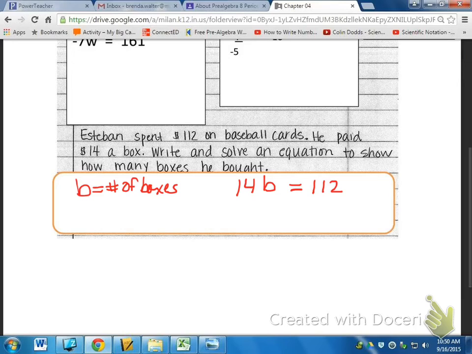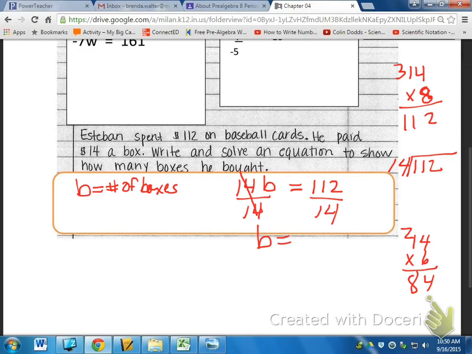If we see multiplication, we have to divide. So we got to divide both sides by 14. And it cancels over here. And B equals, well, we got to figure out 112 divided by 14. So we might need to estimate because it's going to have to go into the full 112. So you want to try to estimate something there, Braden. What do you think? 14 times what?